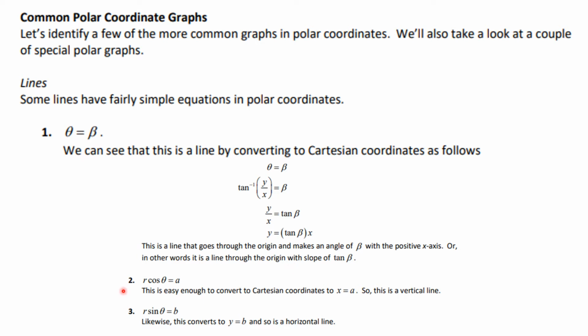If we consider a different line that doesn't go through the origin, and it's not the only line that doesn't go through the origin, but it is a line that doesn't, we can say that r cosine theta is equal to a constant. Well, you see, this really is x, so this says x is equal to a constant. That means it's a vertical line, x equal a. Similarly, r sine theta is y, so y equal b is a horizontal line.